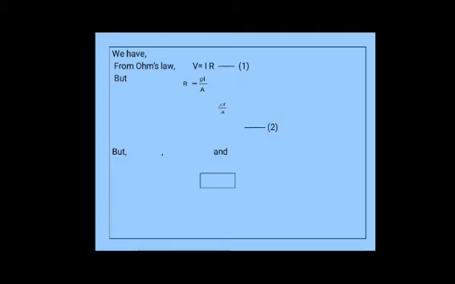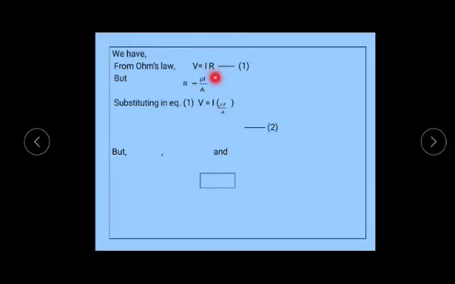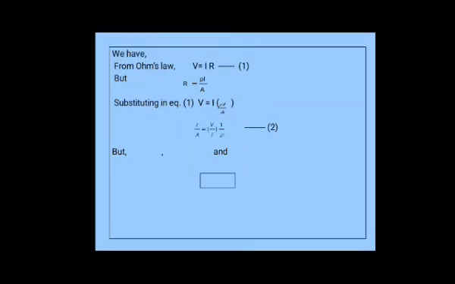Let us substitute this in equation 1. So when you substitute it in equation 1, here instead of this R, let us substitute rho L divided by A. So V is equal to I into rho L divided by A. Okay. Now what we will get? Here we have to adjust the terms. How we have adjusted? Very simple.